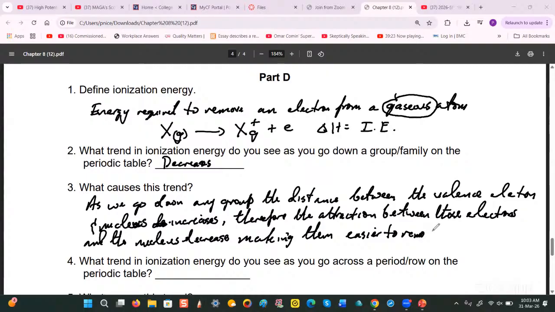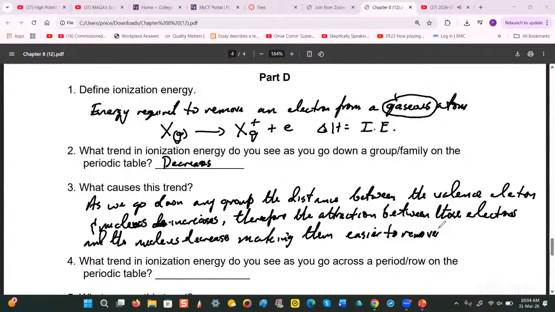So that's why you explain that trend. As you go down any group, the distance between the valence electrons and the nucleus increases. The attractive force between the nucleus and those electrons will decrease, and therefore it's easier to pluck those electrons from the valence shell, and therefore less energy is needed. All right?